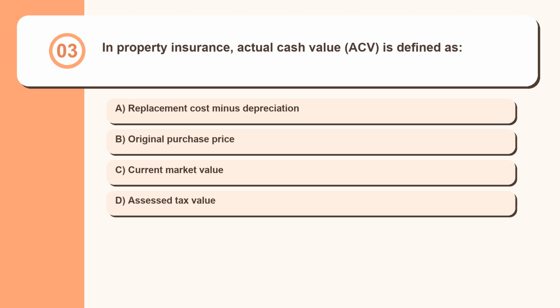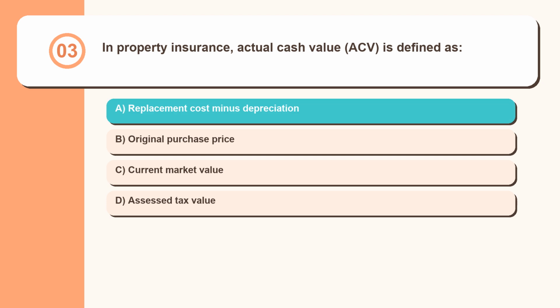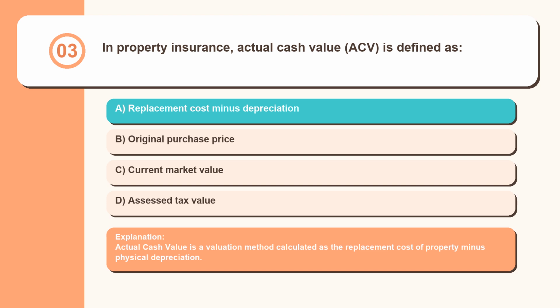Question 3. In property insurance, actual cash value, ACV, is defined as: replacement cost minus depreciation, original purchase price, current market value, assessed tax value. Actual cash value is a valuation method calculated as the replacement cost of property minus physical depreciation.